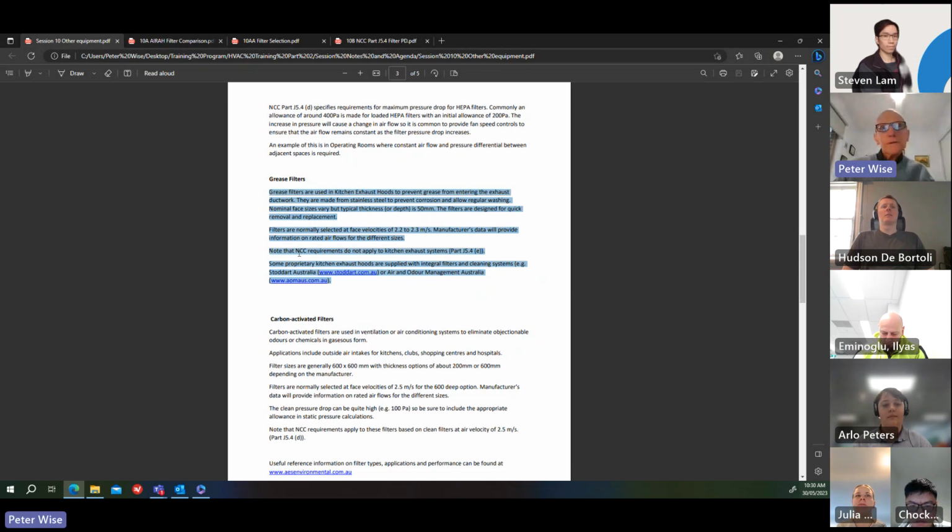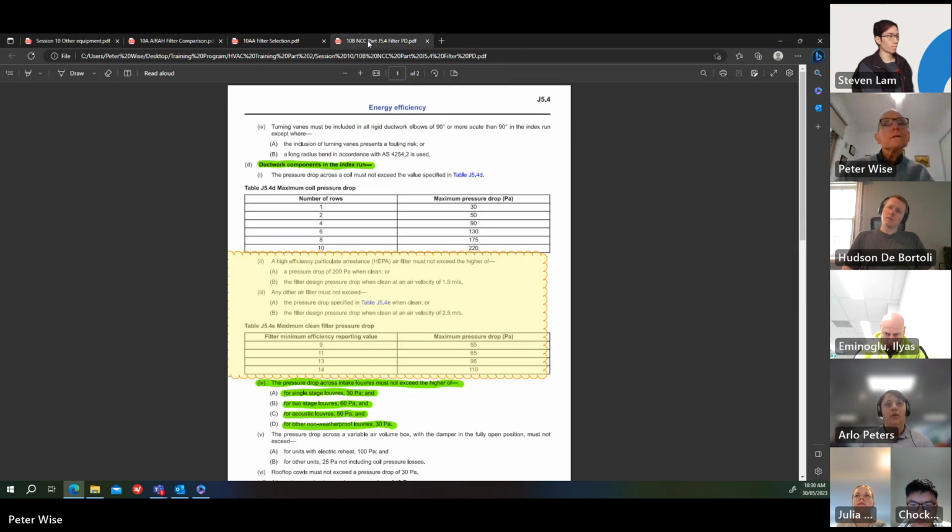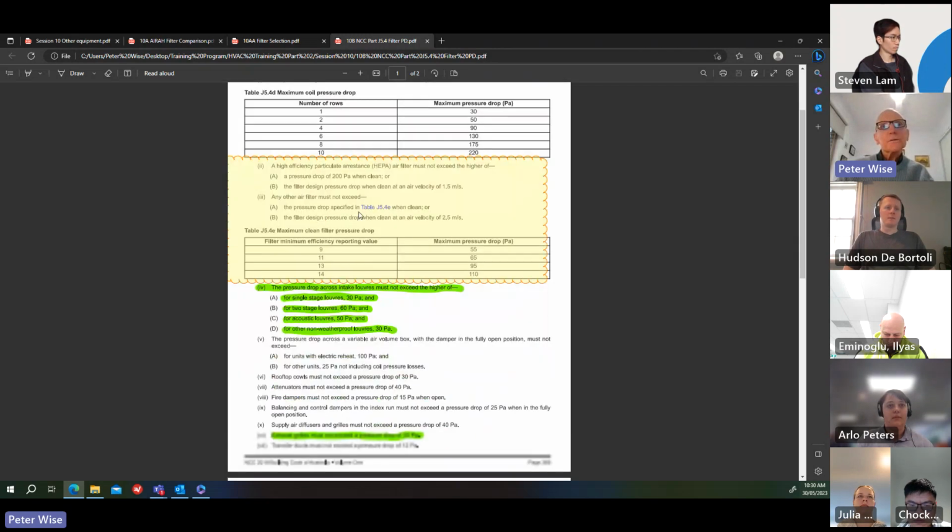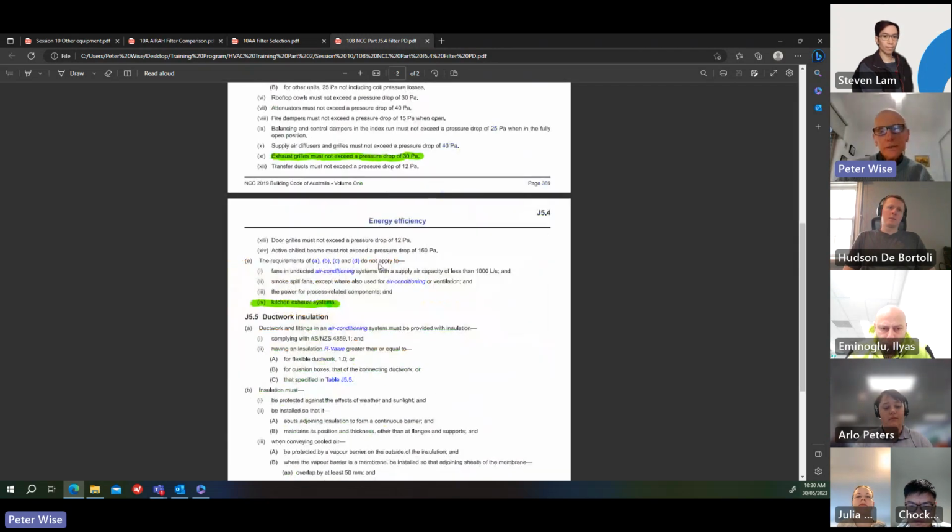Now, note that the NCC requirements don't apply to kitchen exhaust systems. Okay, so you're not constricted by the pressure drop requirements, etc. And I'll show you that highlighted E4 there. Requirements of A, B, C, and D do not apply to kitchen exhaust systems. So you don't have to worry about those pressure drop requirements.